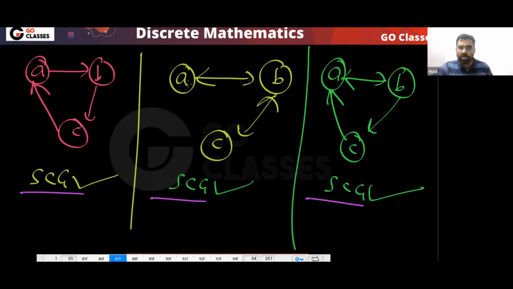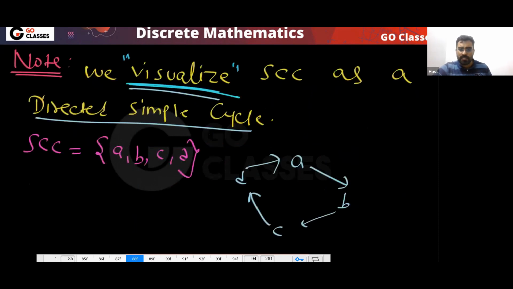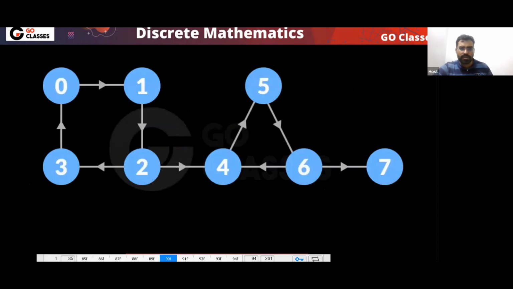But remember, it need not be a directed simple cycle. For example, here also, this is a strongly connected graph. Only one strongly connected component you have. Here also one strongly connected component. Here also one. Here also one. So very simple, these things. This is how we visualize the strongly connected component.